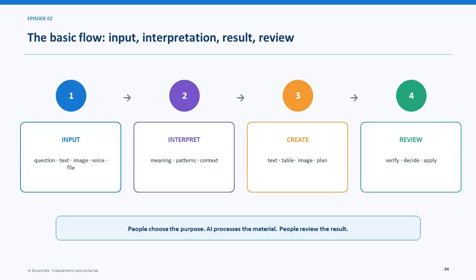This four-part flow gives us a practical way to think about AI. First, a person provides an input, such as a question, an image, a voice recording, or a file. The system interprets meaning, patterns, and context. It then creates a result, perhaps text, a table, an image, or a plan. Finally, a person reviews the result, decides whether it is appropriate, and determines how it should be applied.